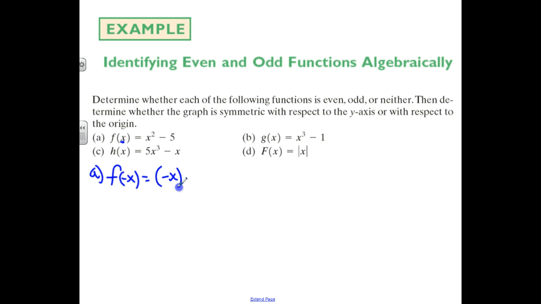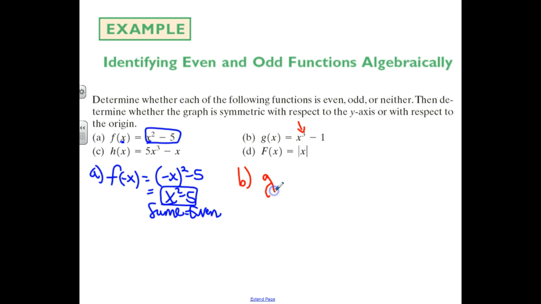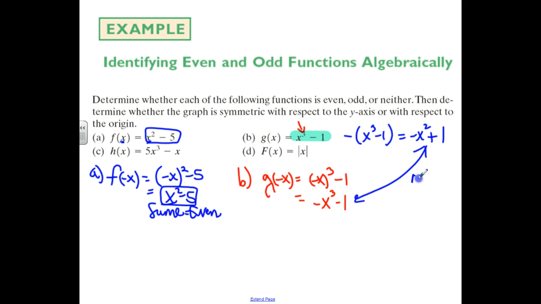So let's plug in a negative x and try to determine if it's the same or not. So this becomes x squared minus 5. It looks like it's the exact same function, and because it's the same, I would say even. Over here, it looks like this is going to be an odd function because I've got an x cubed for part B, but if we work it out, if I replace every x with negative x, we'll see that it's not odd because the negative 1 does not change. In order for it to be odd, I would have to have the exact opposite. And the opposite of x cubed minus 1 is actually negating not only x cubed, but it's also taking the opposite of negative 1, which is positive 1. So this is not opposite, and so I would probably say that this is a big neither.